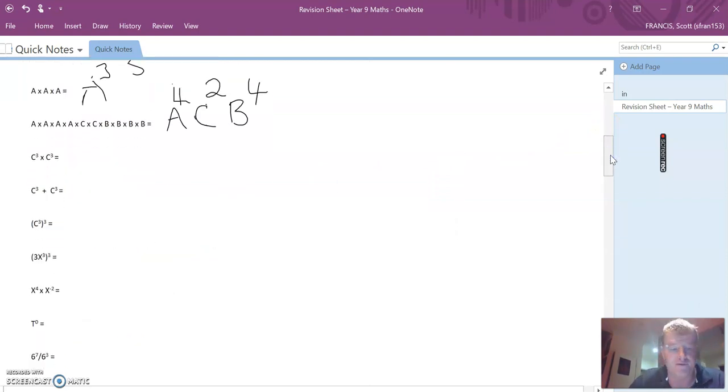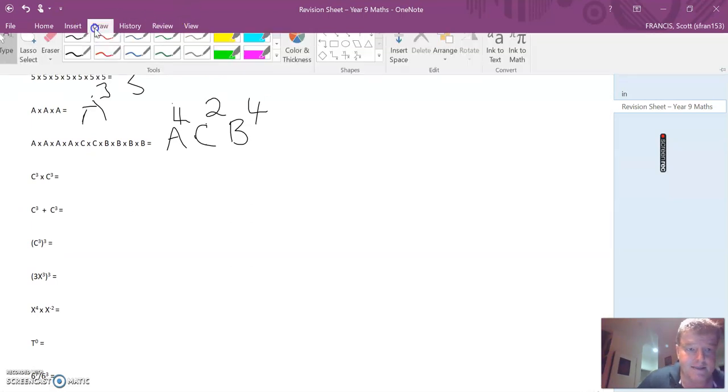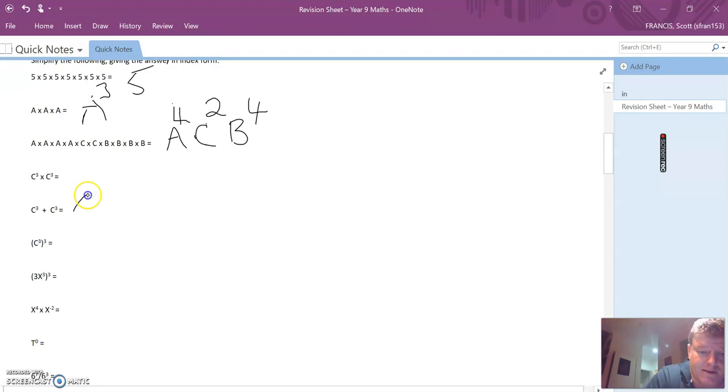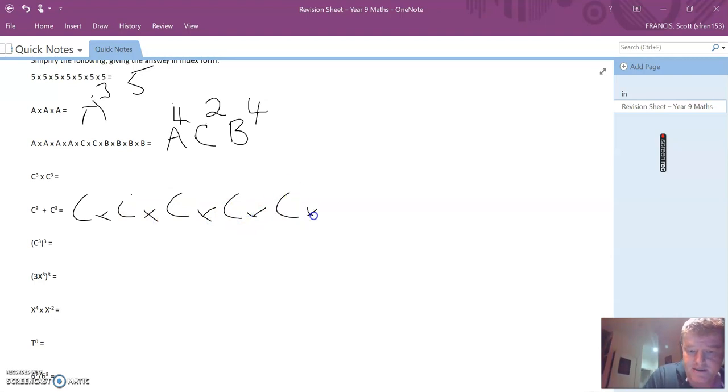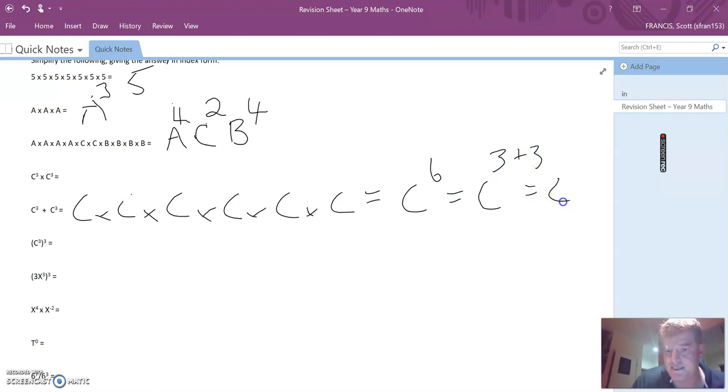Next one, we have a slightly different rule. We've got 2 things multiplied together, C cubed times C cubed. We can actually rewrite this. C cubed is C times C times C, and C cubed again is C times C times C. So we can see that's going to equal C raised to the power of 6. There is a rule to remember here too: C to the 3 times C to the 3 equals C to the 3 plus 3, and we get to the same answer, C to the 6. So we can remember the rule, or we can just work it out that way.